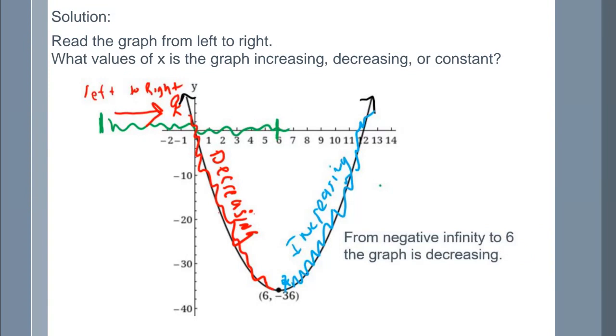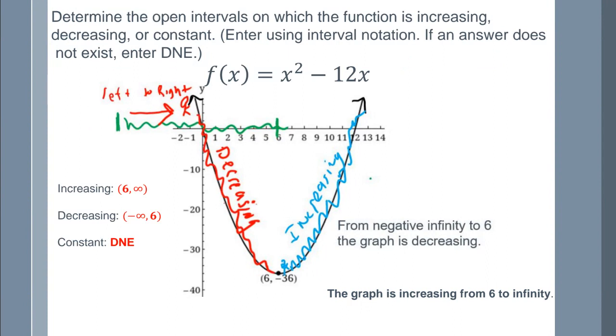Now, what about the increasing? Once I pass 6, I see that the graph starts moving up, like here in blue, and it goes up, up, up, and because I have an arrow here, that means it goes forever up. So then I have two situations, right? I have a situation where the graph is decreasing, and I have a situation where it's increasing. So when I'm writing this in interval notation, again, I'm going from left to right, from negative infinity to 6. That's where it's decreasing, and from 6 to positive infinity, that's where it's increasing.